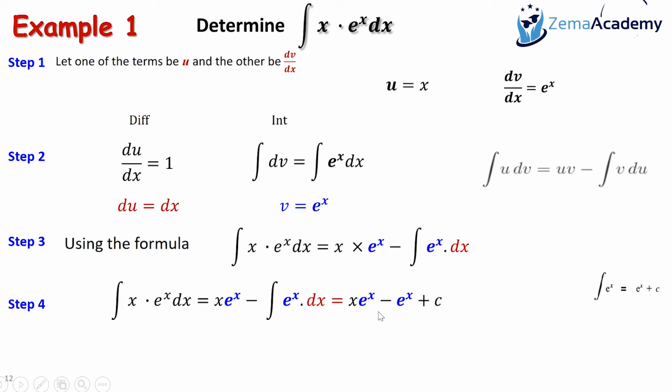Another step that I can do now is to take this e to the power x common, so that within the bracket, if I take e to the power x common from here, x will be left within the bracket, minus sign, and over here 1 would be left because I have taken e to the power x common outside. And this plus c will be there because I am integrating indefinite integral.